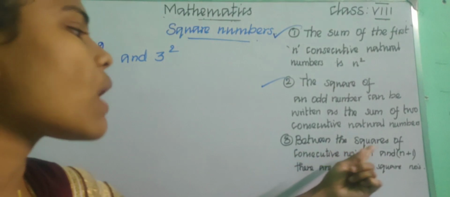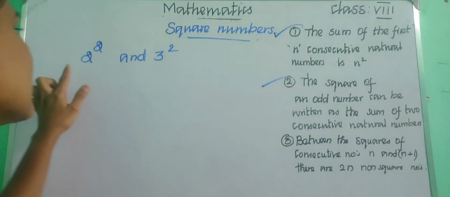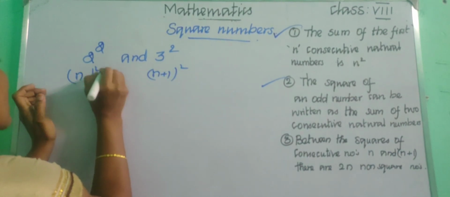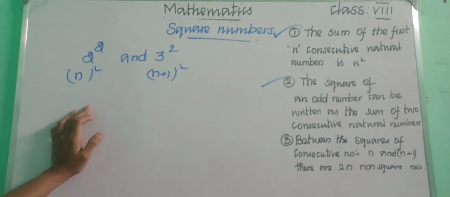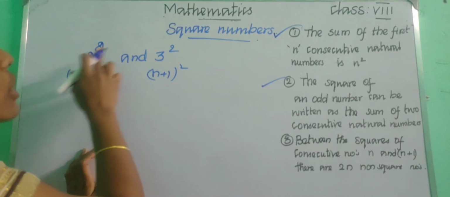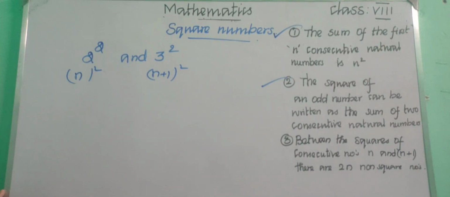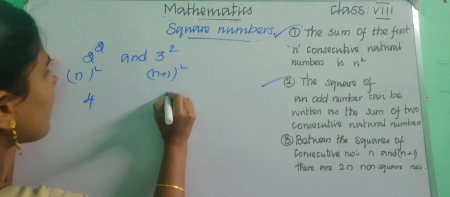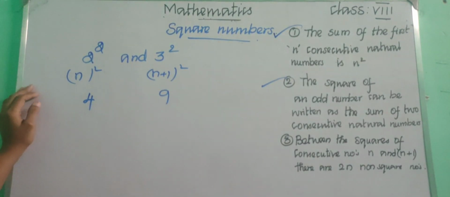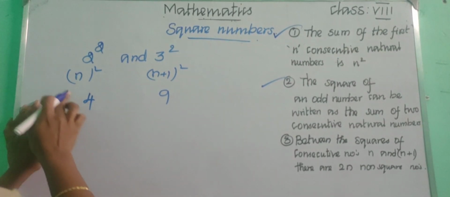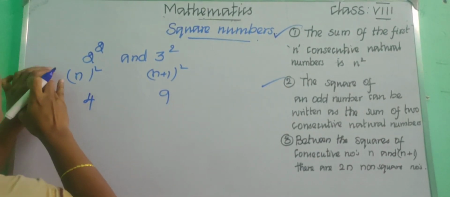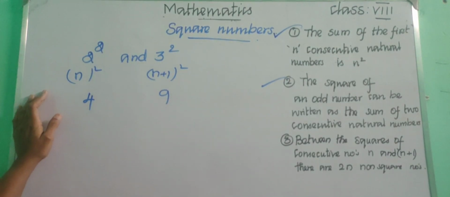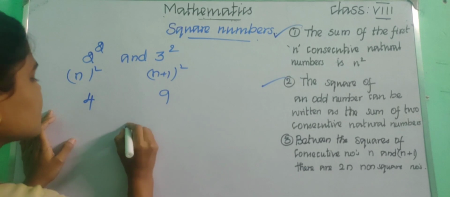Between the squares of consecutive numbers, that is n squared and n plus 1 squared, we are going to find how many non-square numbers are in between. So 2 squared is 2 twos are 4, right? And 3 squared is 9. Okay, children, so how will you find it? Simply, if you have square numbers n squared and n plus 1 squared, the number of non-square numbers is 2n.